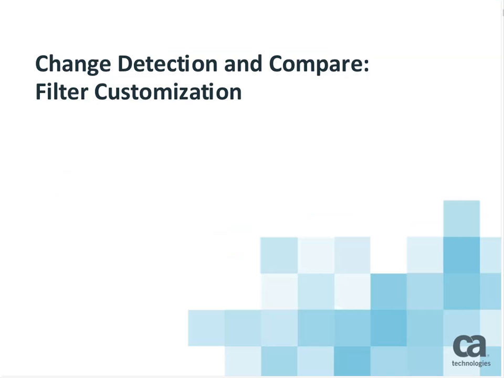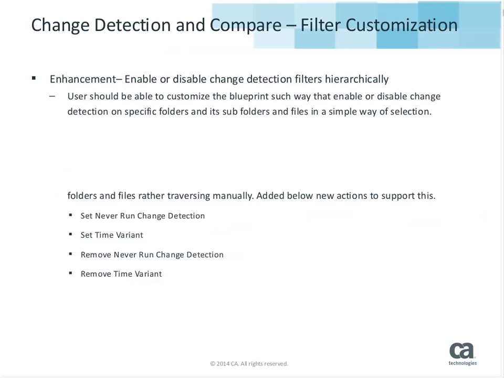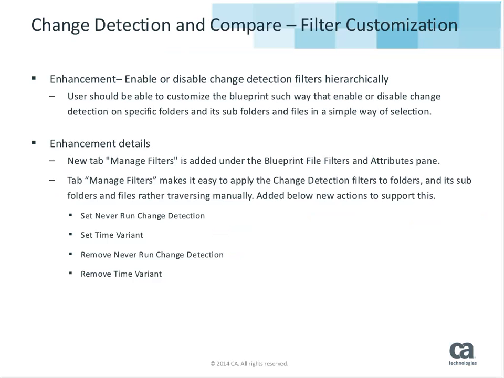Okay, so now let's go ahead and talk about change detection and compare filter customizations. So one of our enhancements, which is part of 12.8.1 now, is that we want to enable and disable change detection filters hierarchically. So a user should be able to customize the blueprints in such a way that they can enable or disable change detection on specific folders and its subfolders and files in a very simple way of selection.